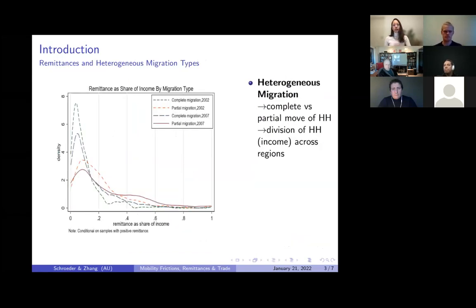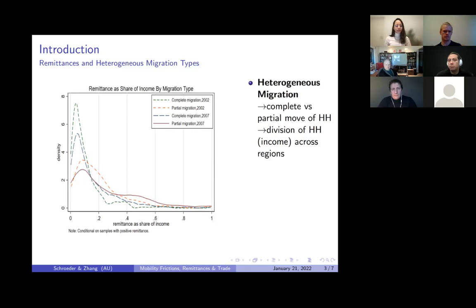So what we use is basically three sets of data. It's Chinese customs data for trade flows. It's the CHIPS data, which is a Chinese household survey, in order to understand migration patterns and who moves to urban areas. And the third data is the Chinese census data.